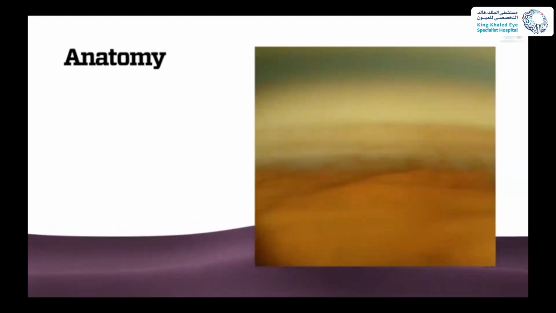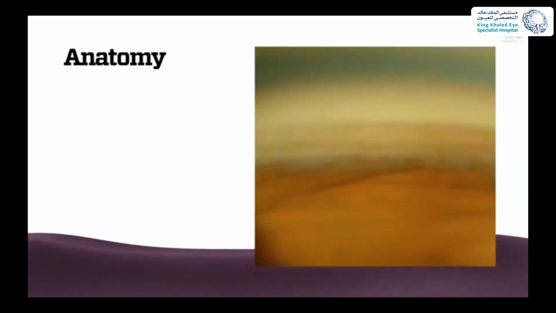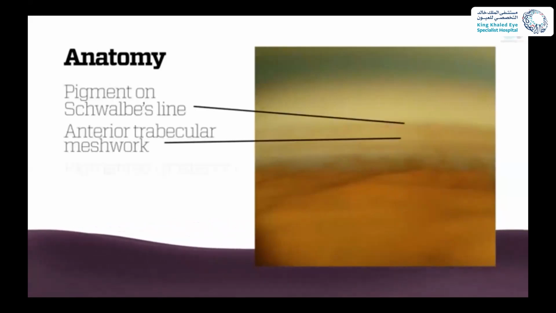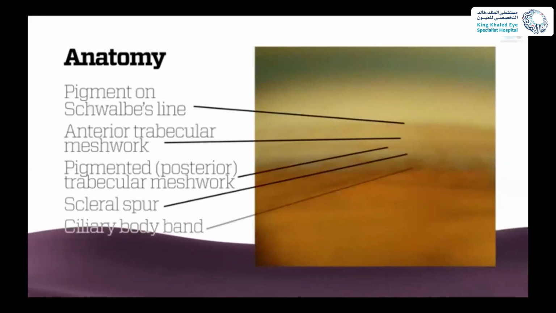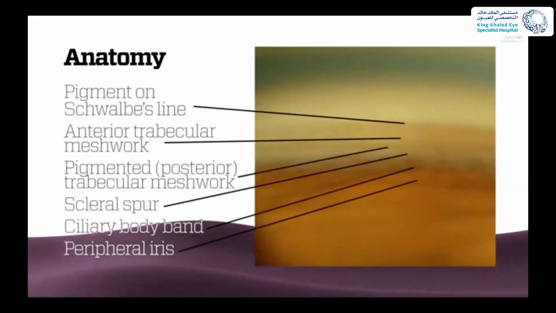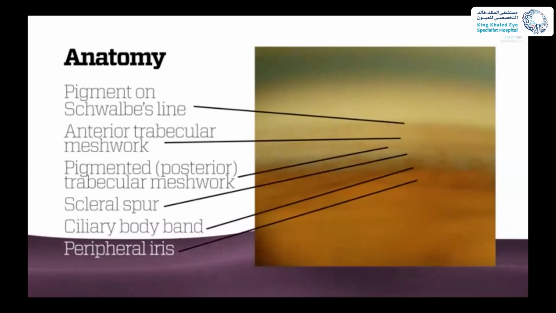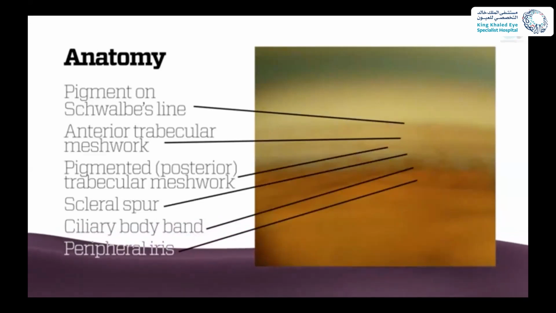If you just use brown stripes to identify your landmarks, you can get confused because the brown stripes can be very, very different. Often you get pigment in front of Schwalbe's line, then you get anterior trabecular meshwork, then you get posterior pigmented trabecular meshwork, and then you come back down into the iris, sometimes sitting on the ciliary body face. So what you see is a series of brown stripes, and what you need the corneoscleral wedge to do is identify which of those brown stripes are which.